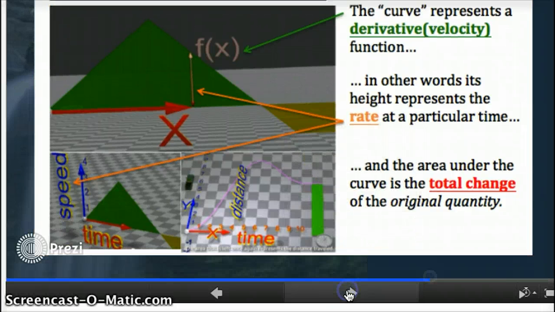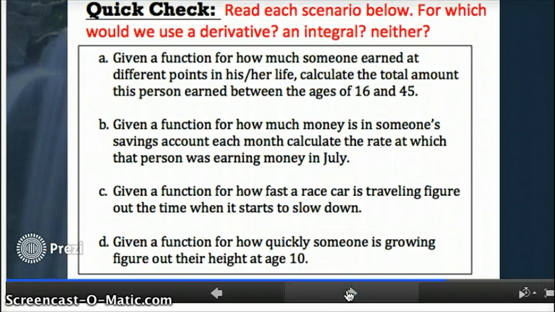Let's test this. On the screen, there are 4 different scenarios. Read each of these scenarios and tell me which ones are going to require you to calculate a derivative, which ones are going to require you to calculate an integral, and which ones are you going to use neither, maybe. Remember, a derivative is when you're looking for a rate of something. An integral is when you're looking for a total amount and you're given a rate. See how you can do.